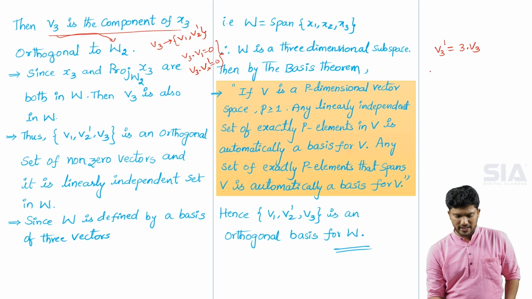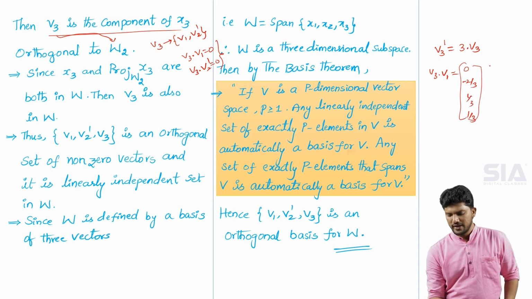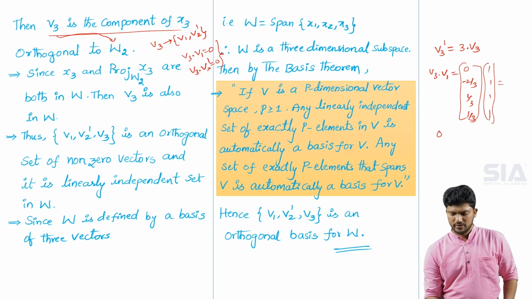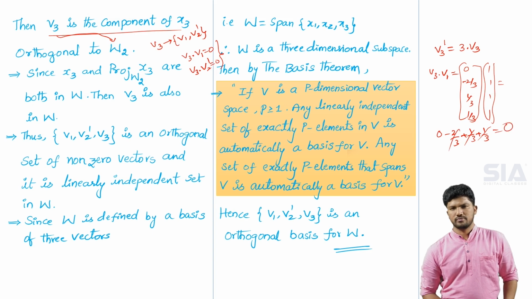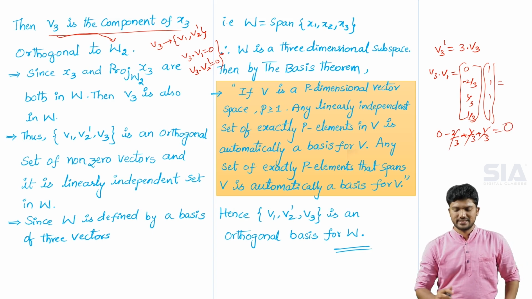Or else you can see here, v3 into v1 is equal to, v3 is nothing but 0, minus 2 by 3, 1 by 3, 1 by 3. This one is the v3, and v1 is 1, 1, 1, 1. So this one is the v1. If you multiply them, 0 into 1 is 0, minus 2 by 3 plus 1 by 3 plus 1 by 3. So therefore 2 by 3 minus 2 by 3, so therefore 0. v3 into v1 you will get 0.